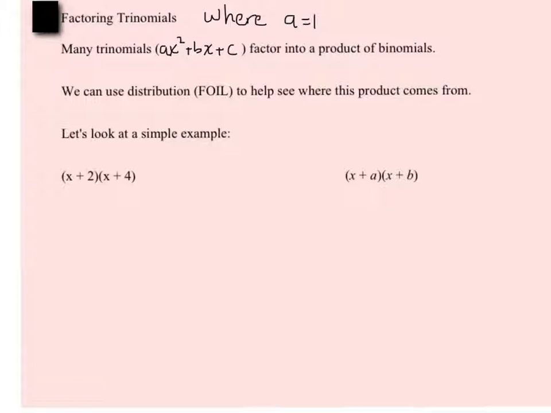Many trinomials factor into a product of binomials, and typically when we're talking about our trinomials, they're in this form: ax squared plus bx plus c. Remember, this is in descending order from the highest degreed term. It also gives us the degree of the polynomial, which in this case is 2. A, B, and C in all of these cases are just coefficients where C is a constant. It doesn't have a variable on it.